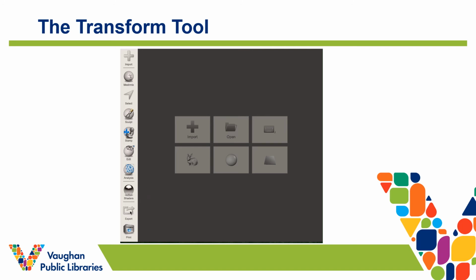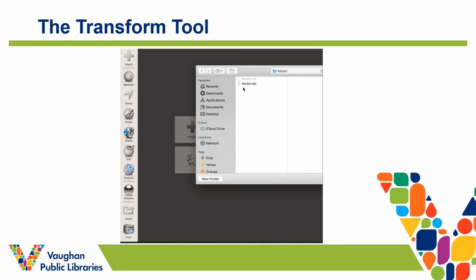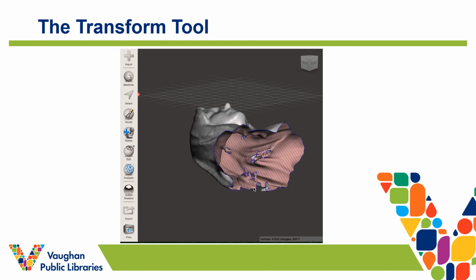But first we have to import an item. After you open Meshmixer, click on Import and select the desired item. Now this raw 3D scan does not look very good, but don't worry, with just a few basic edits we'll have it looking printer ready.